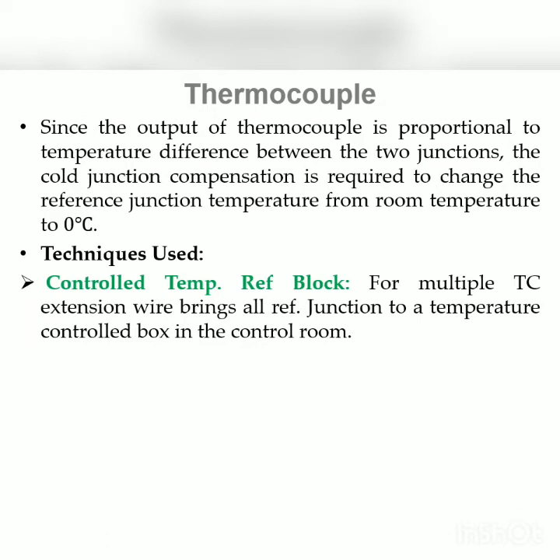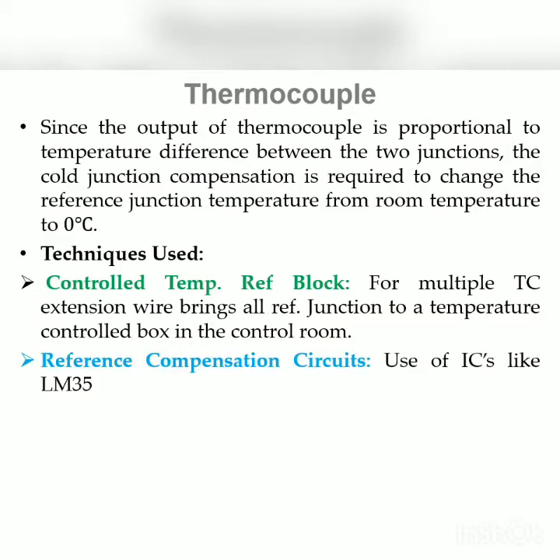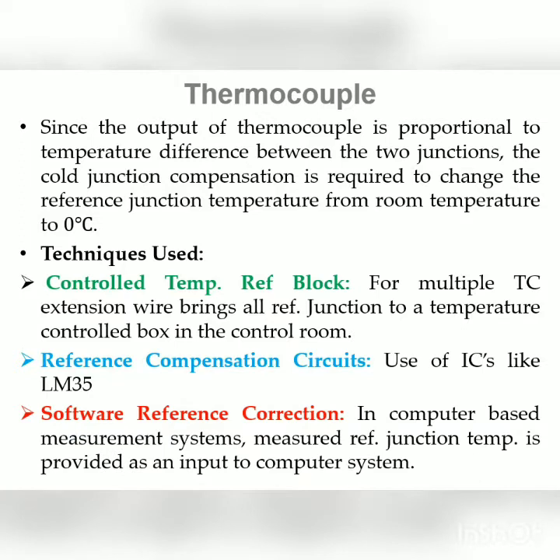First, the controlled temperature reference block. When we use multiple thermocouples, the extension wires are brought together at the reference junction to a temperature controlled box in the control room. Second, reference compensation circuits, using ICs like LM35, which will sense the room temperature and give the output directly in millivolts.